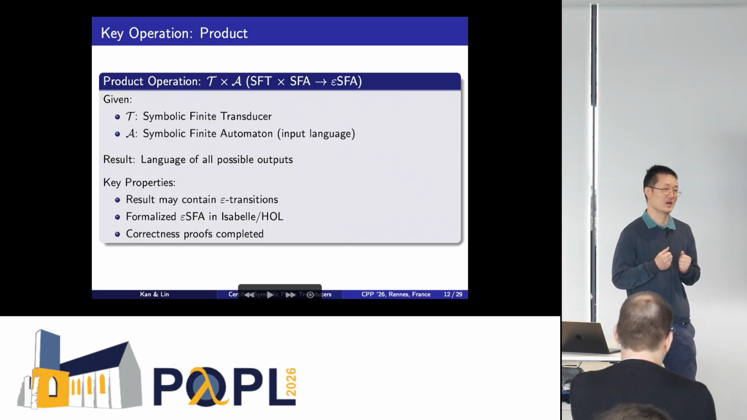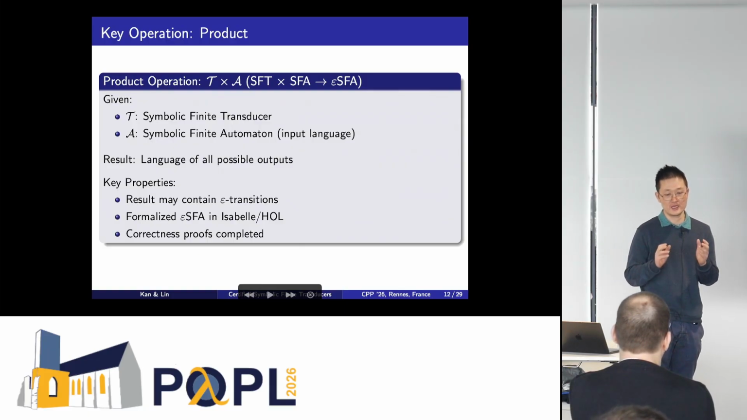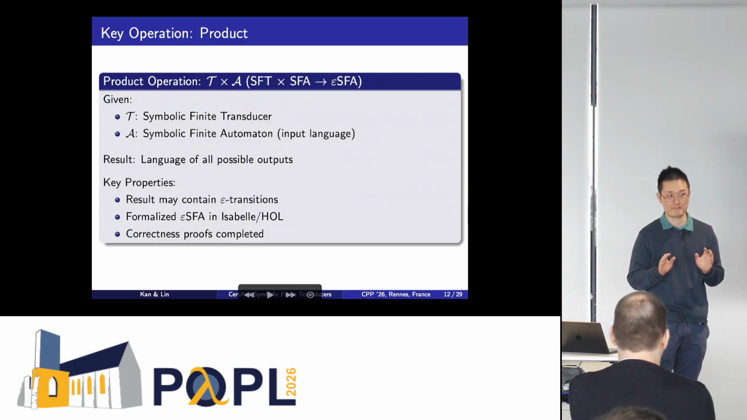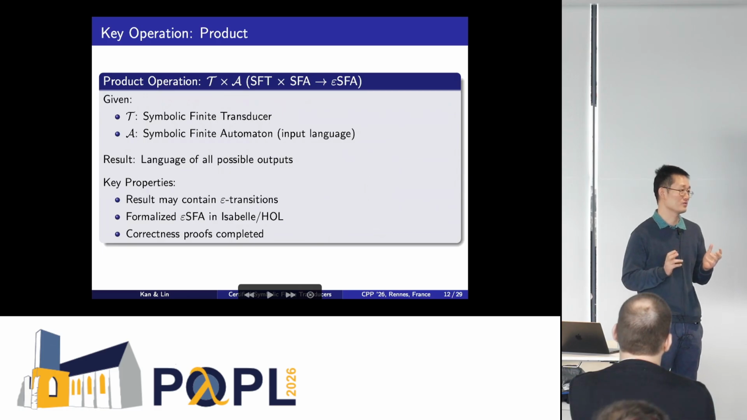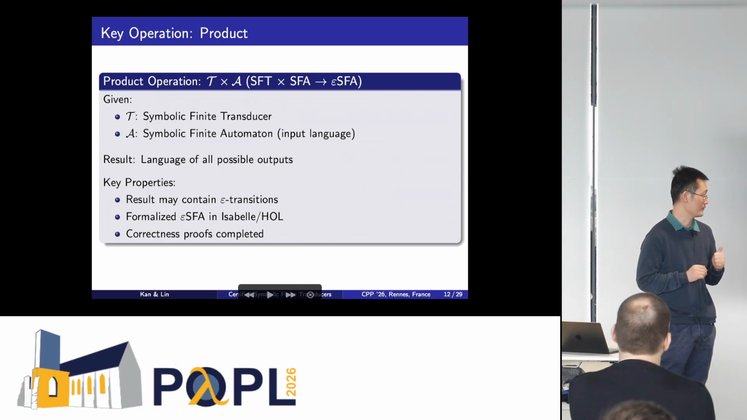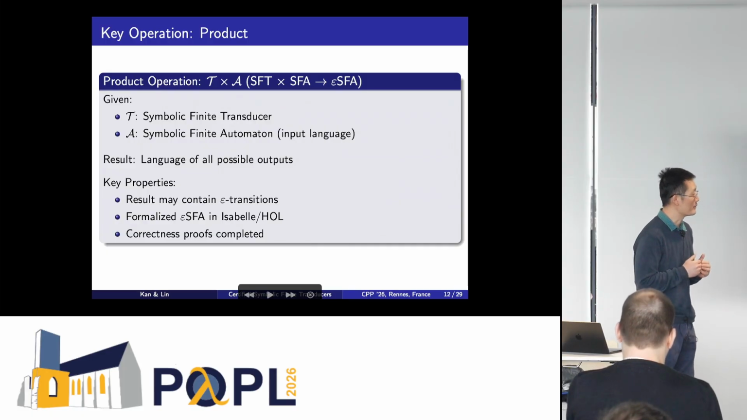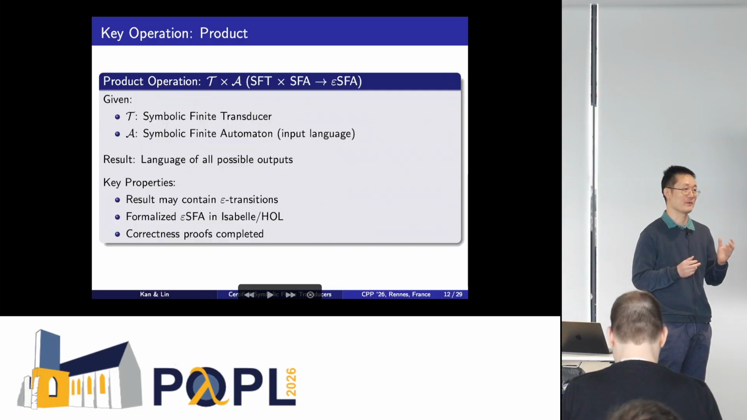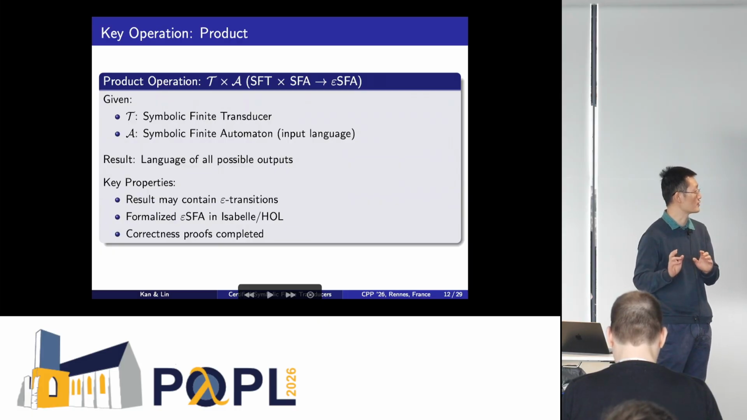With the definition of the transducer, we define a key operation, because I said we need to model web applications, HTML escape, all of which are similar to a function. How we do the computation is to use the product operation. Here we use T to denote the symbolic finite transducer, and A is a symbolic finite automaton. It's like the user input. The user input after processing by the transducer is the result of the product.